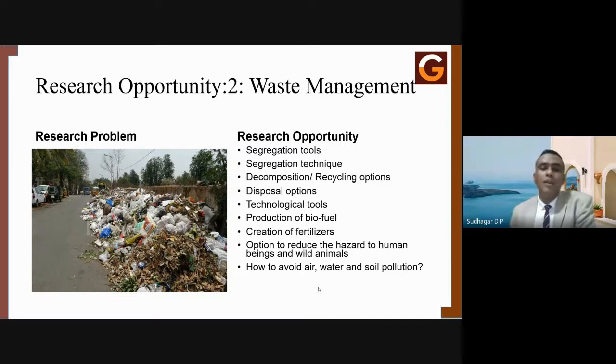It is possible if you have a separate process of creating fertilizers. It is very much possible for you to create fertilizers which can be actually used for plants. Is it possible for you to come out with an option to reduce the hazard which this waste causes to the human beings and wild animals?